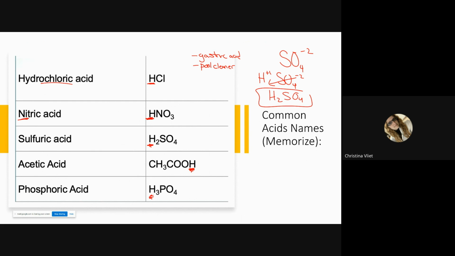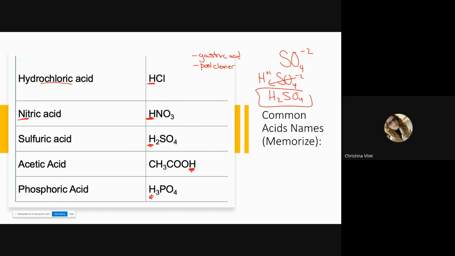Nitric acid, HNO3. This acid can be used for a couple of different things. It could be used as a fertilizer, but it could also be used as an explosive. For example, TNT, trinitrotoluene, uses nitric acid in the process of its creation. And so it can be used for explosives.